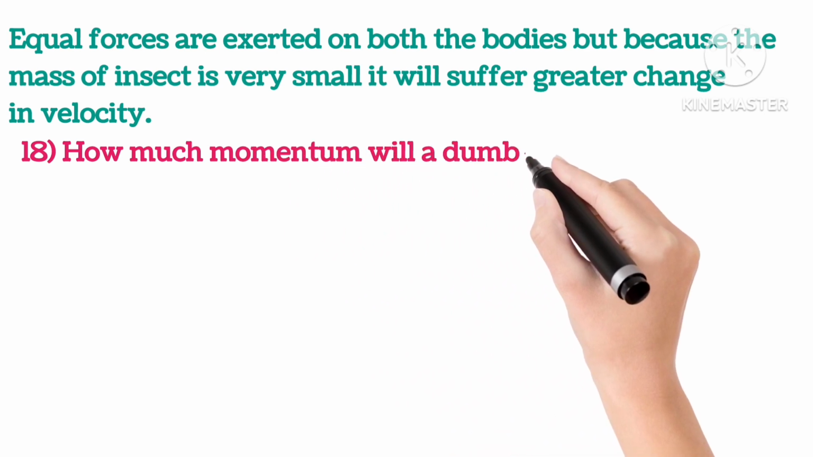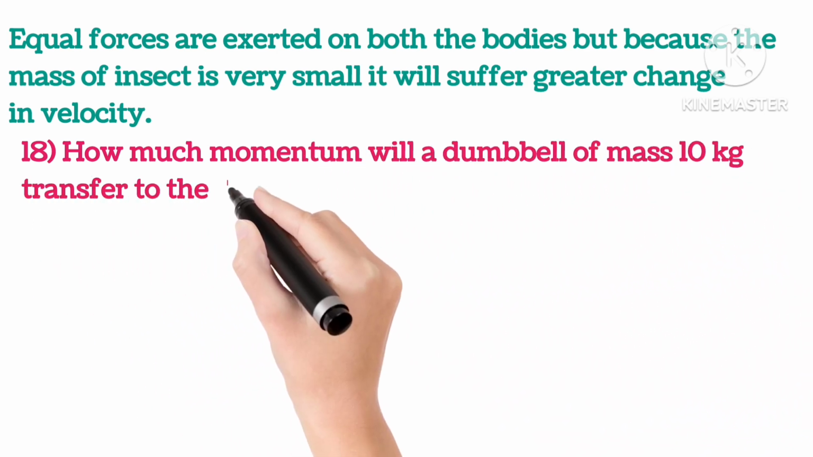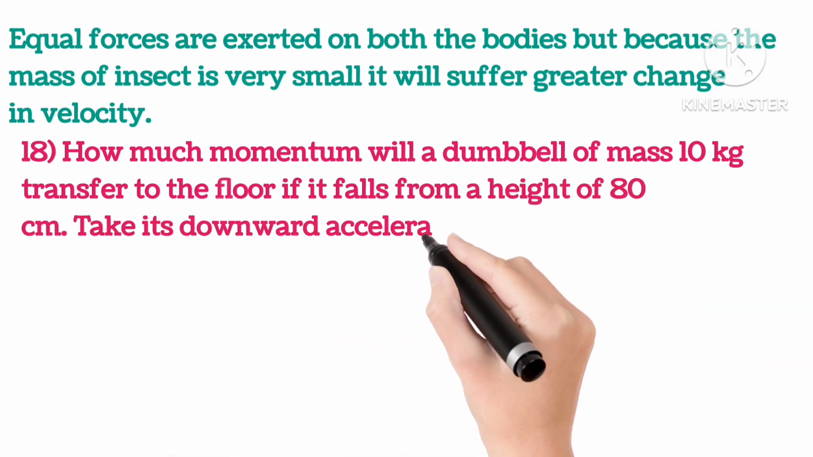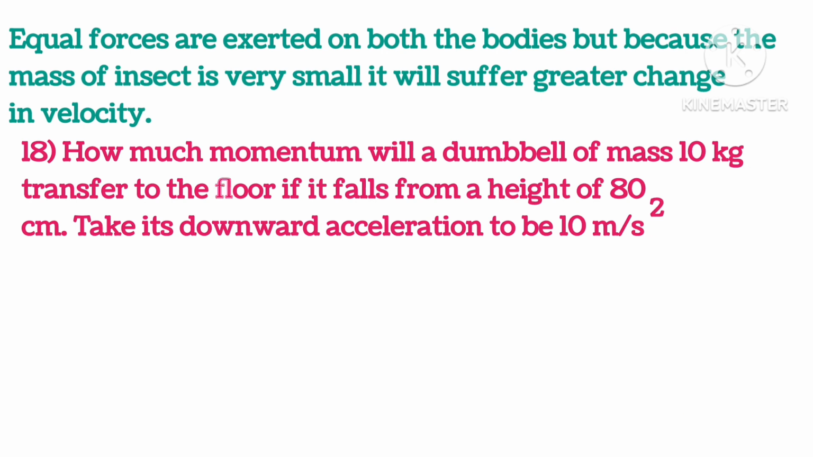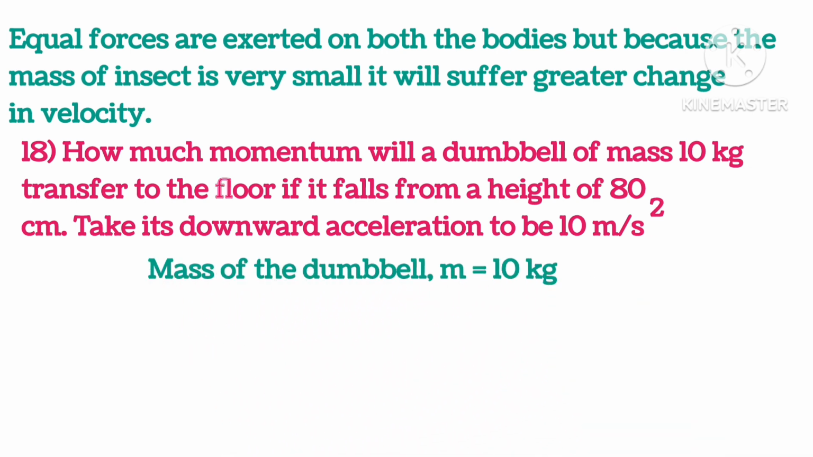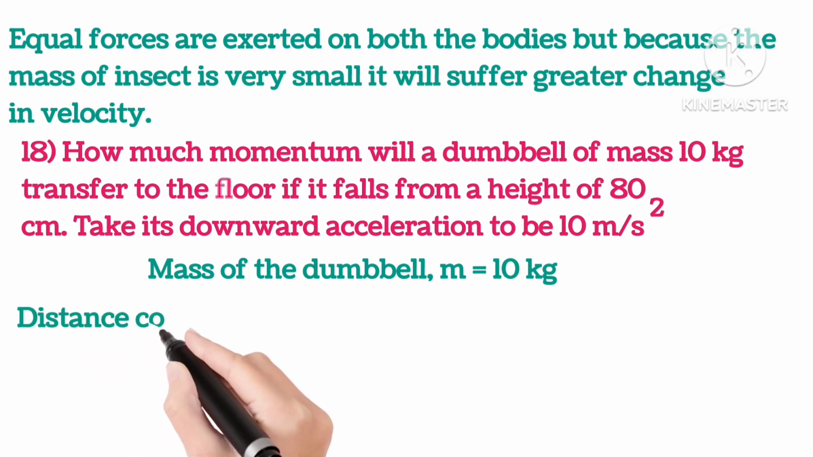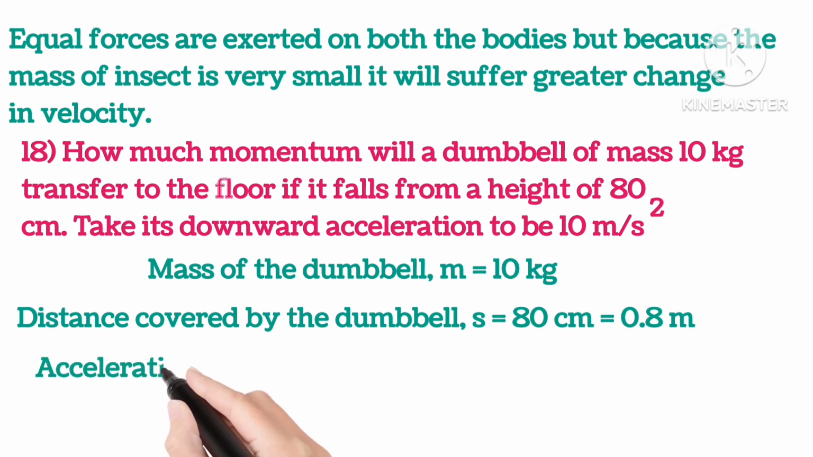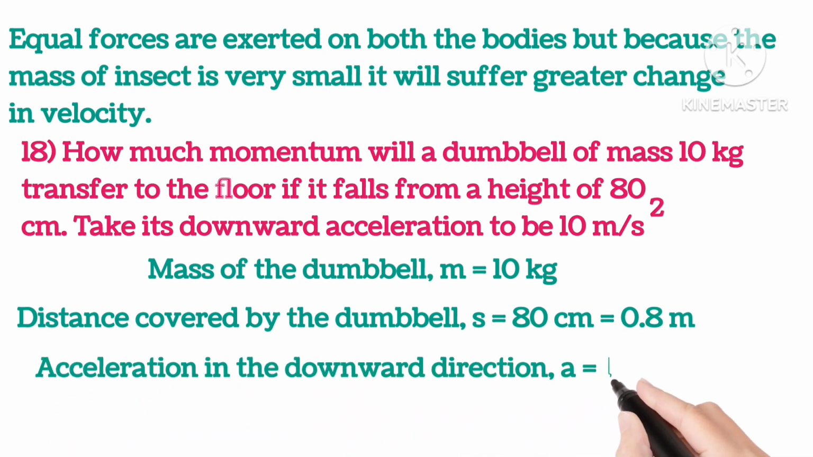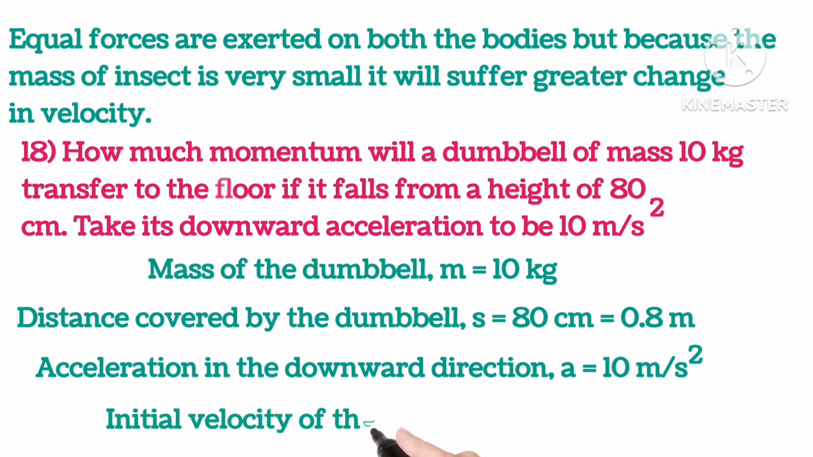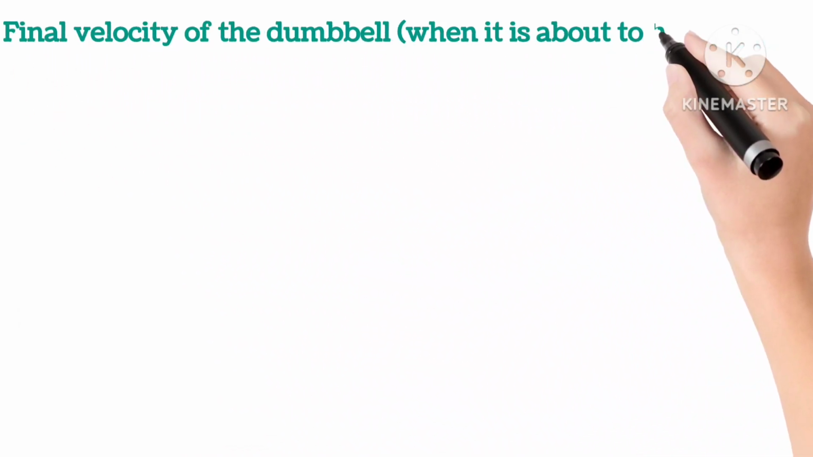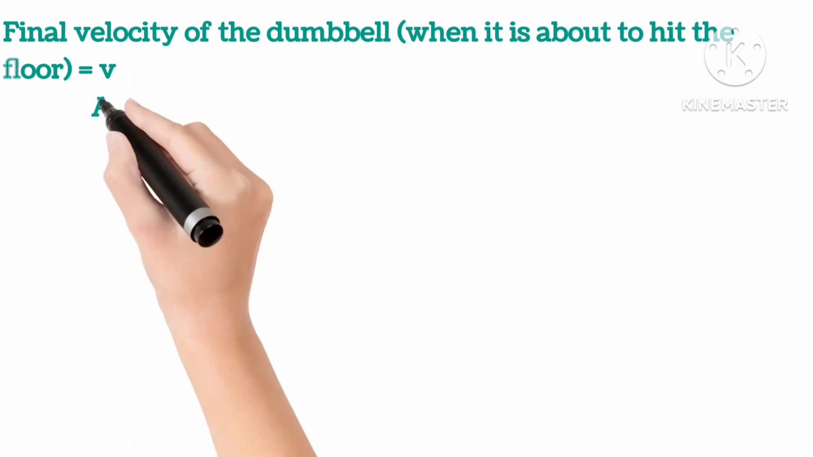How much momentum will a dumbbell of mass 10 kg transfer to the floor if it falls from a height of 80 centimeters? Take its downward direction acceleration to be 10 meter per second square. So mass of the dumbbell here is 10 kgs. Distance covered by the dumbbell is 80 centimeters, that is 0.8 meters. Acceleration in downward direction is 10 meter per second square. Initial velocity is 0. Final velocity of the dumbbell when it is about to hit the floor is v.